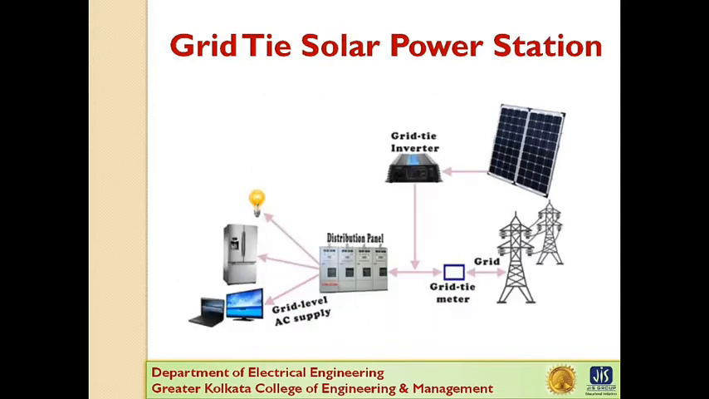Next is the grid tie solar power station. In some countries, the facility is available of selling power to the local or national grid. This is gaining popularity in Europe and the United States. This system benefits both electric utility companies as well as consumers. Here, consumers can generate electricity with their own plant and can sell the surplus to the electricity utility company through the grid connected to their plant.